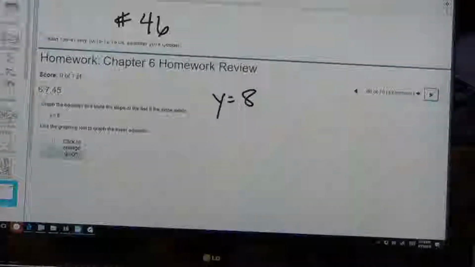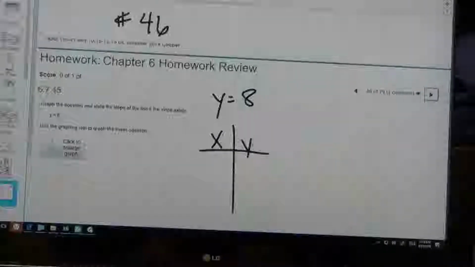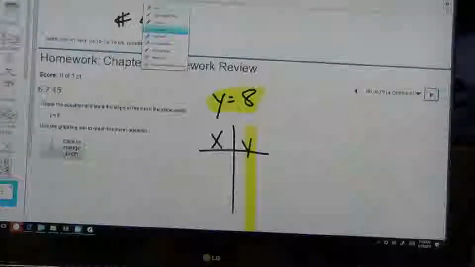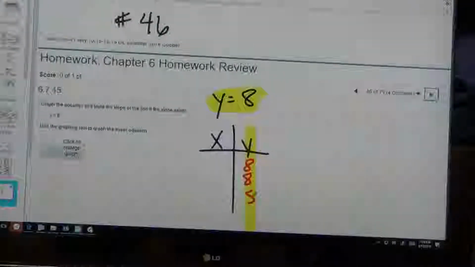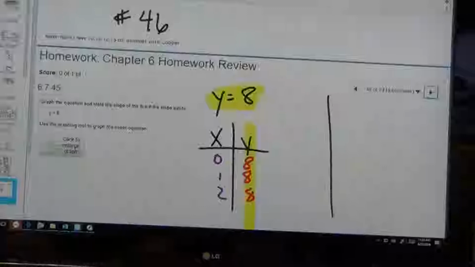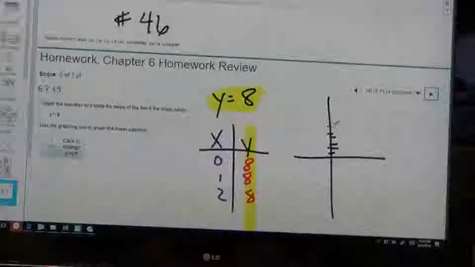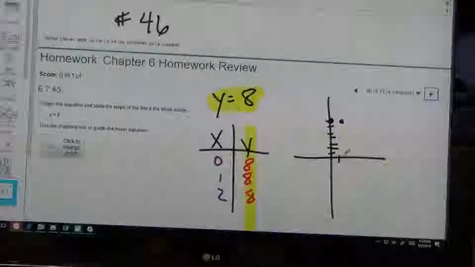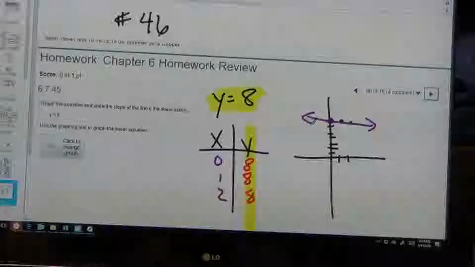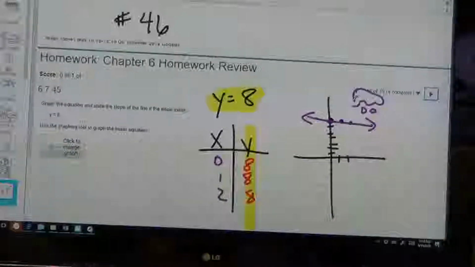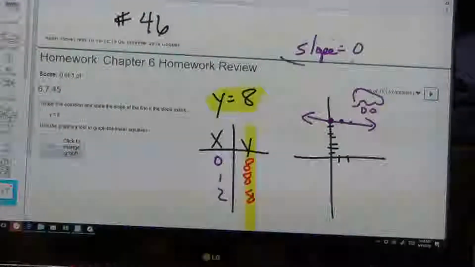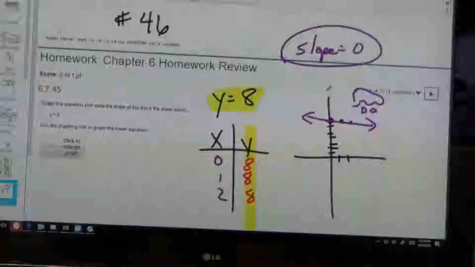So for this one, I'm not dating anybody. I'm just worried about me. So in my Y column, I'm going to put all 8s. 8, 8, 8. In the other column, I can put anything I want to. So I come over here, I go over 0, up 8. Over 1, up 8. Over 2, up 8. So here is my line. My car is going on a flat road. There's no hills. So my slope is going to be 0. I'm flat. There's no incline.